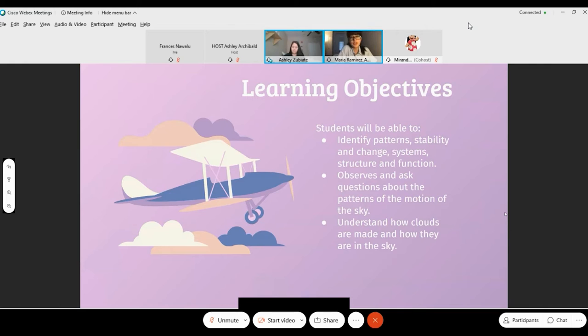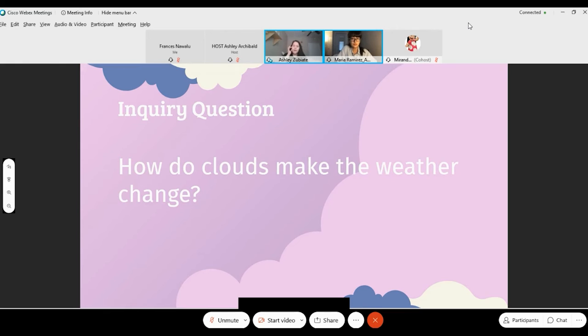So, learning objectives for today: students will be able to identify patterns, stability and change, and system structure and function. We'll be able to observe and ask questions about the patterns of motion in the sky and understand how clouds are made and how they are in the sky. All right, so we have our guiding question: how do clouds make the weather change? Keep that in mind while we go through the activity.